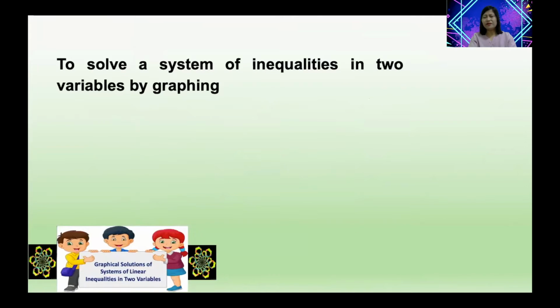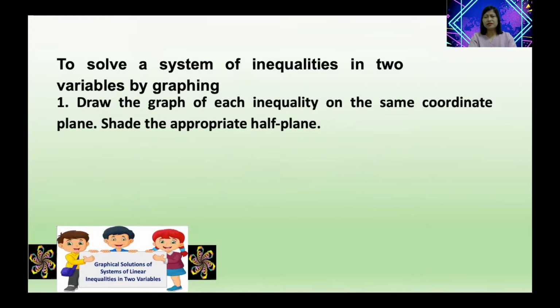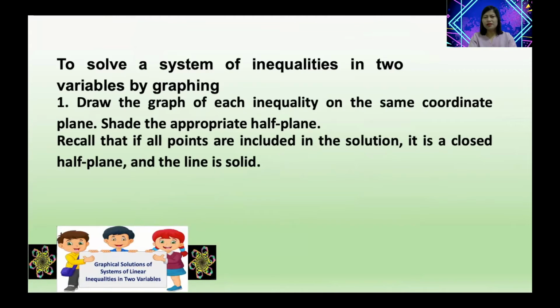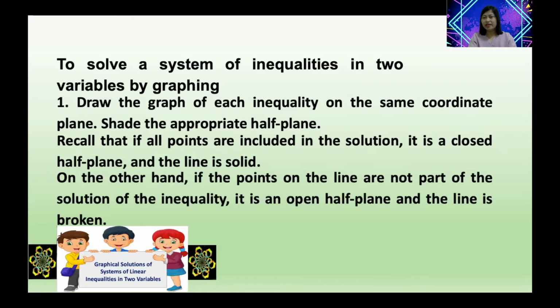To solve a system of inequalities in two variables by graphing, first, draw the graph of each inequality on the same coordinate plane. Shade the appropriate half plane. Recall that if all points are included in the solution, it is a closed half plane, and the line is solid. On the other hand, if the points on the line are not part of the solution of the inequality, it is an open half plane, and the line is broken.